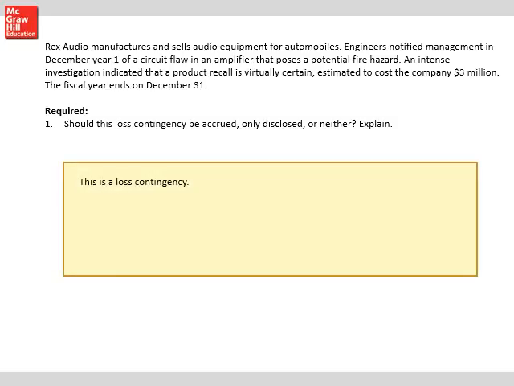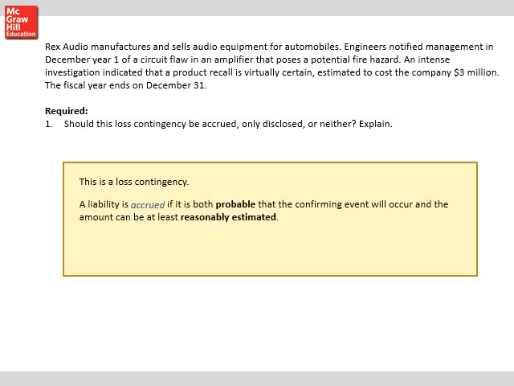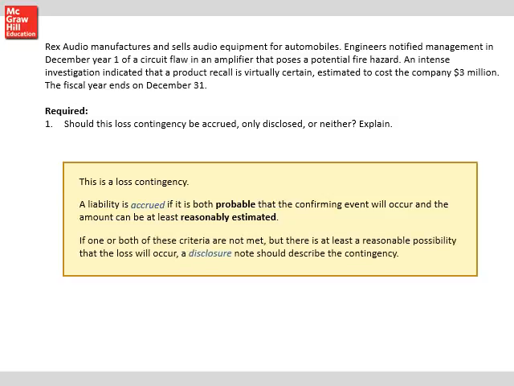This should be accrued. This is a loss contingency. Remember, it said it is virtually certain because it is probable the confirming event will occur and the amount can be reasonably estimated. We have both conditions. Probable, virtually certain is even more than probable. And it is reasonably estimated at $3 million. So it should be accrued. If neither is probable or reasonably estimated, we would only disclose it.